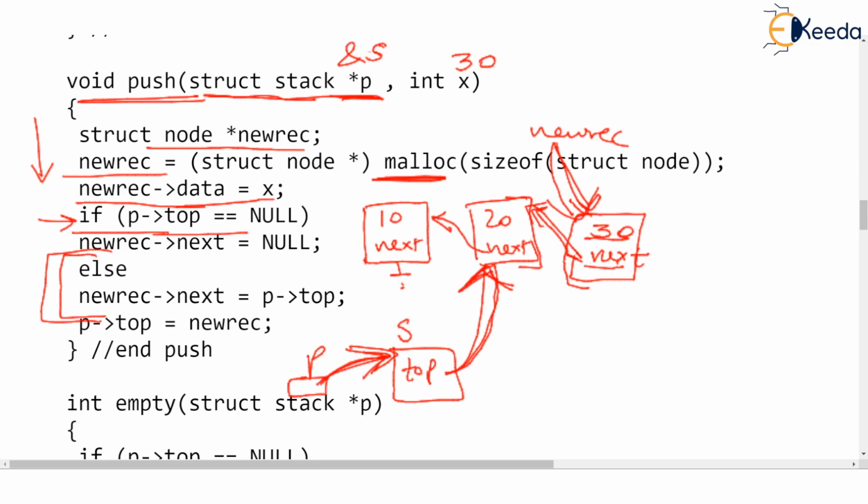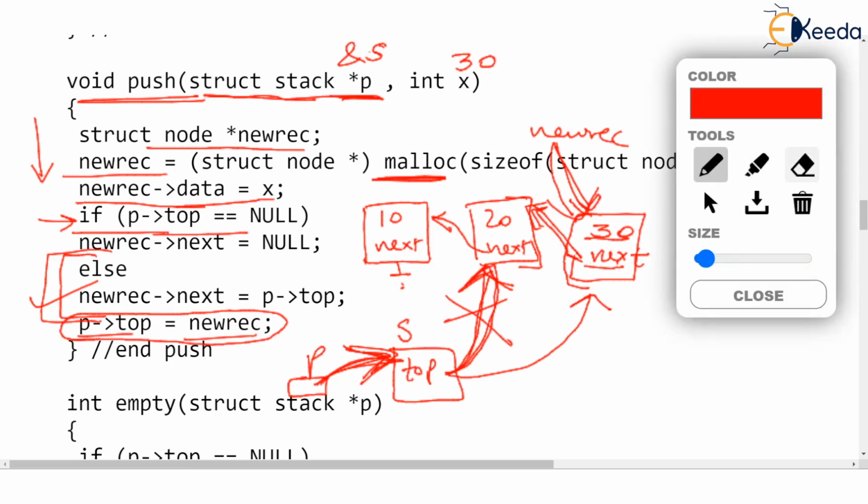That's the else section. But after the else, there is a common line, isn't it? This one, which is out of if else. And we are saying P arrow top should point wherever newrec is pointing. So P arrow top, where is it pointing right now? To 20. It will discontinue to point here. But P arrow top will point wherever newrec is pointing. Observe that the newrec is pointing to 30. So top will now point to 30.